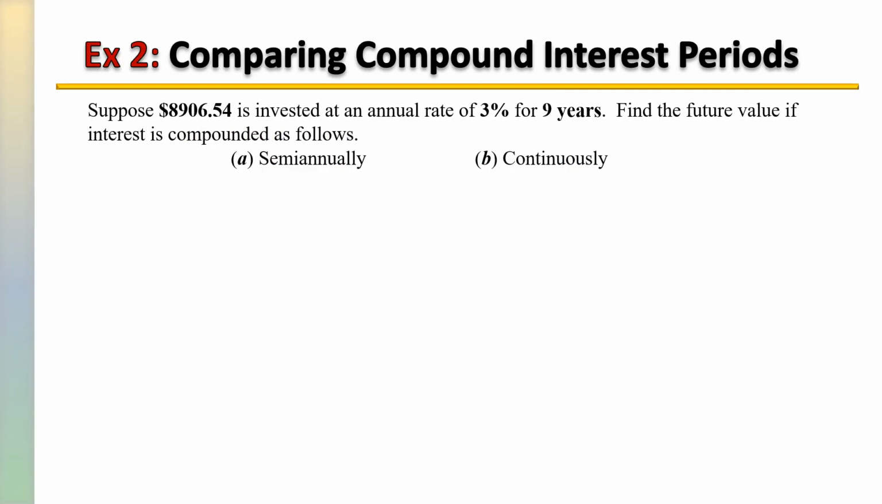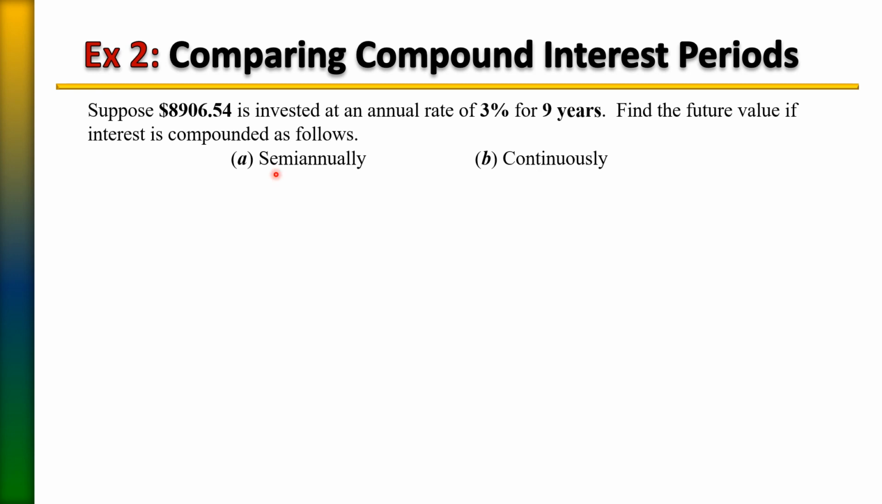Suppose that $8,906.54 is invested at an annual rate of 3% for 9 years. Find the future value if the interest is compounded as follows. Let's compare these interest periods. One is going to compound semi-annually, and you know that semi-annually means twice a year. The other is going to be compounded continuously. Let's find out which one pays the most.